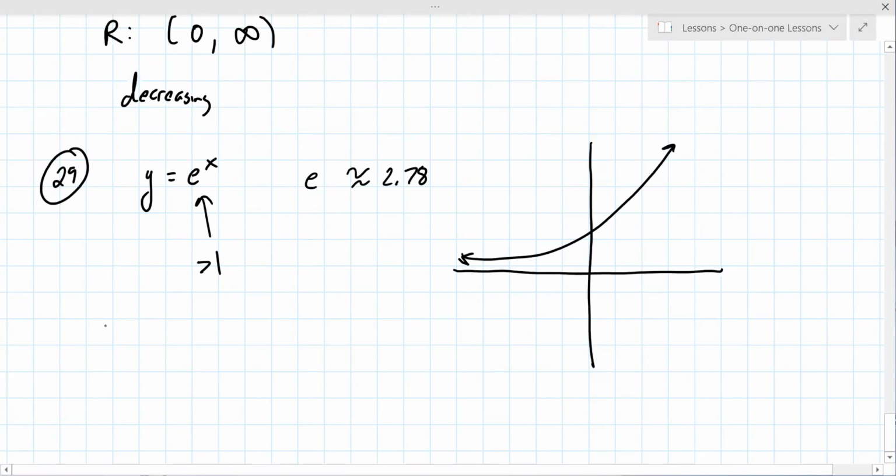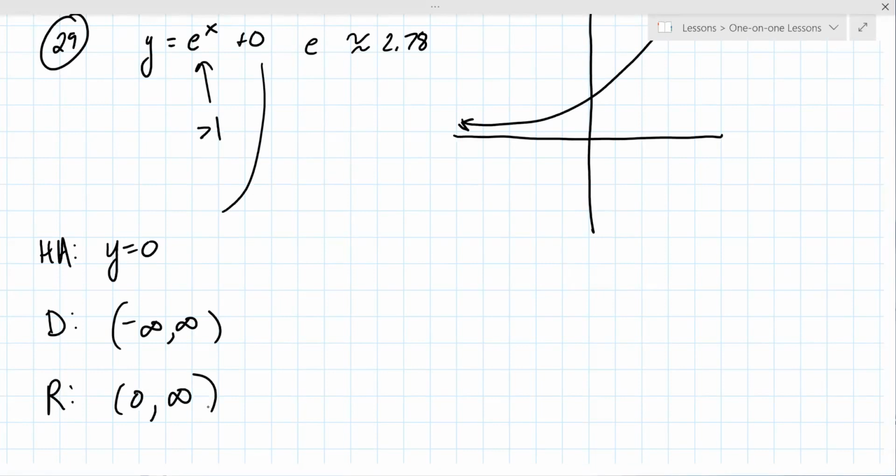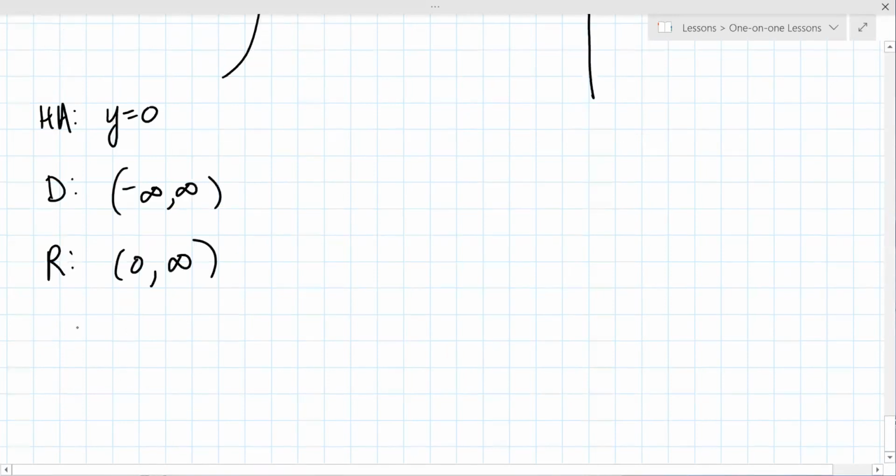So the plus 0 again. So that's the horizontal asymptote. Is it still y equals 0? Still y equals 0. The domain is going to be minus infinity to infinity. The range is 0 to infinity because it's above the x-axis. This looks like it's increasing. And it's increasing, yeah. Perfect. On to number 30.